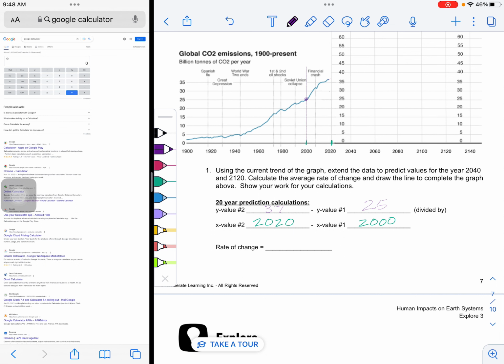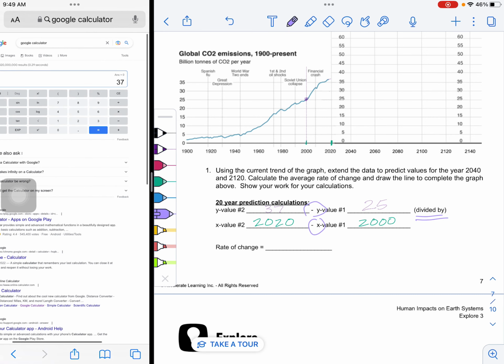So I have to then notice I've got my math in here. I've got to do a little subtraction and then divide them out. So I've got 37 minus 25, that's where I'm getting this info. So I got a change of 12 billion carbon emissions, and that's happening over a 20-year period. So every 20 years, according to my trend, that changes 12 billion tons.